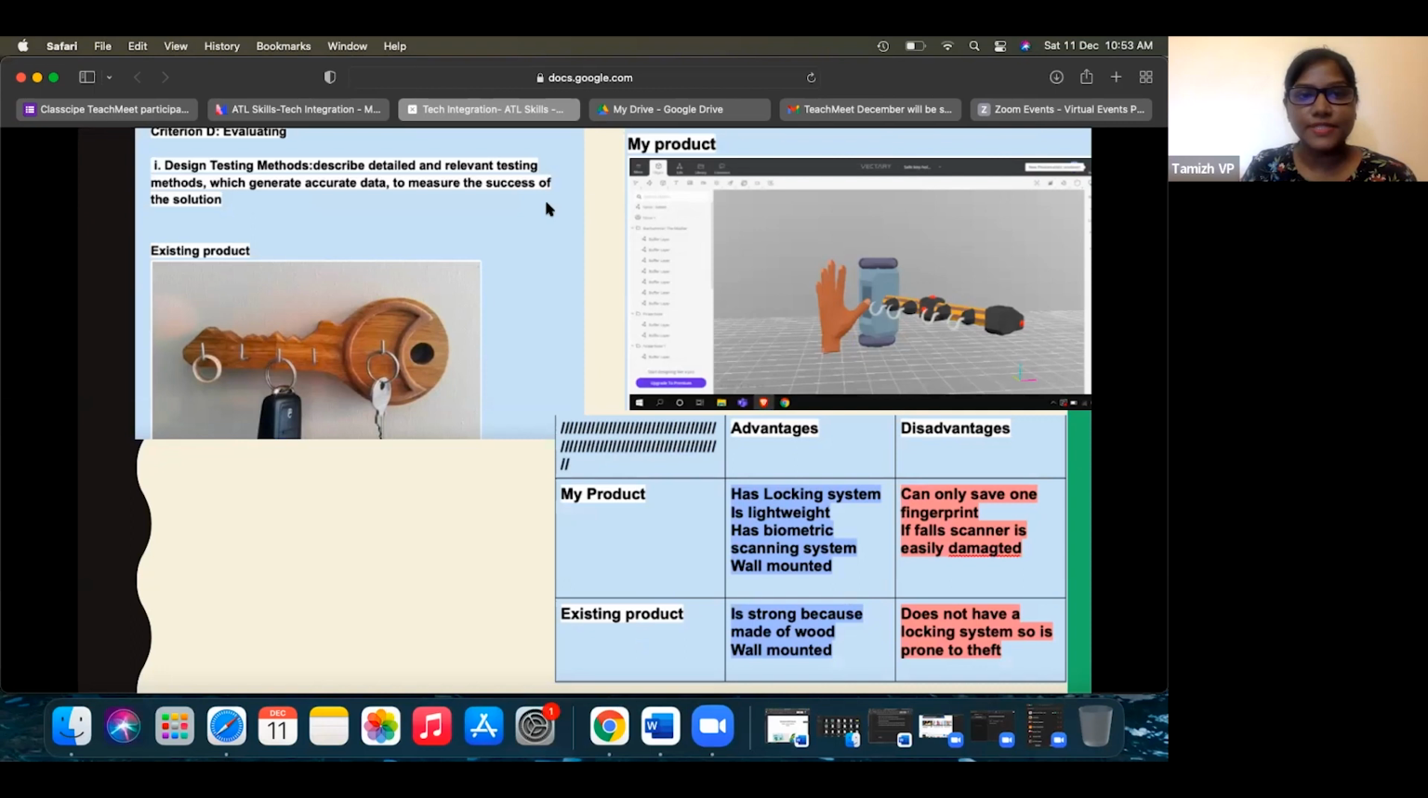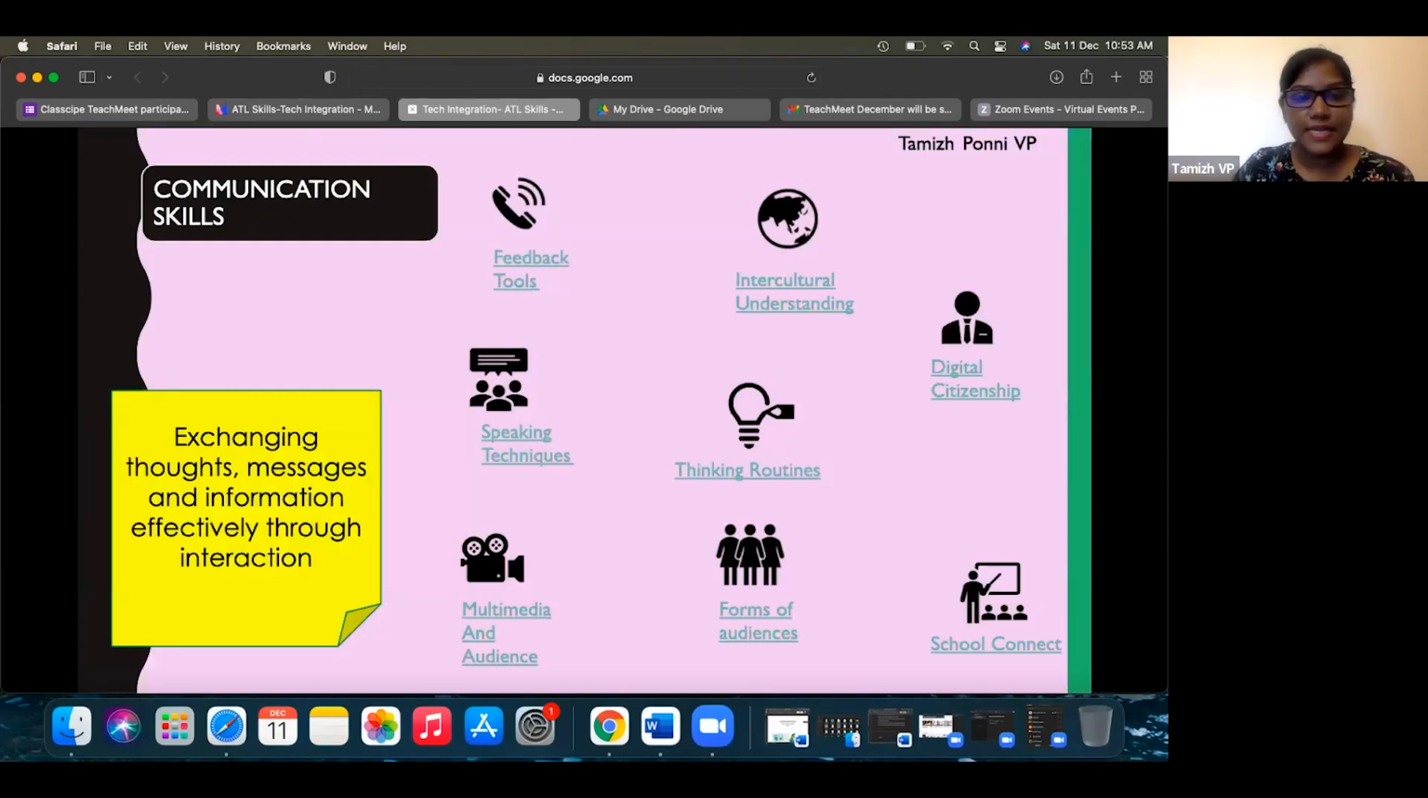So these are some of the snapshots from the design portfolio of the students. Here, the student is having an existing product. He has made a 3D product and he is evaluating how this is different from the existing product. This is just one example that shows.